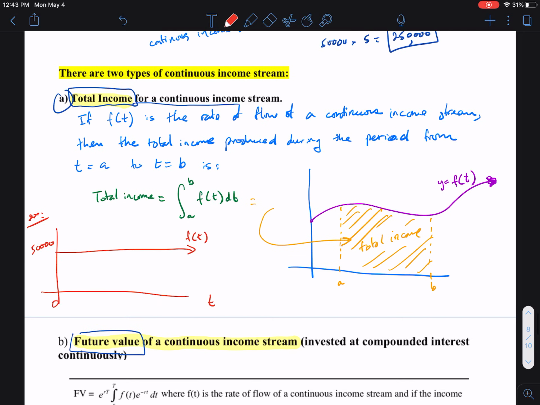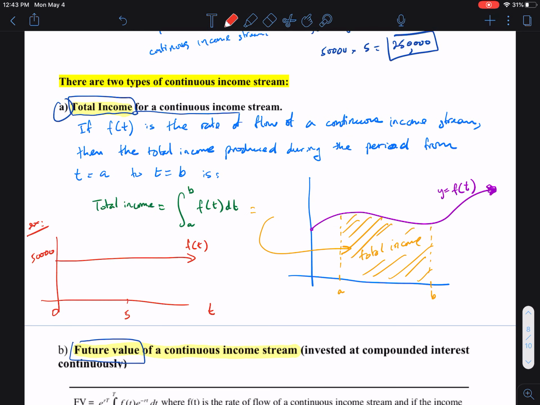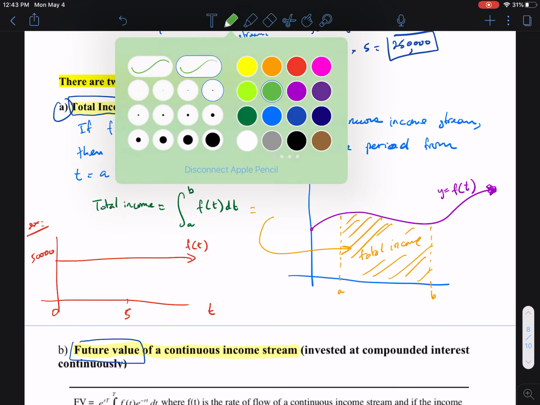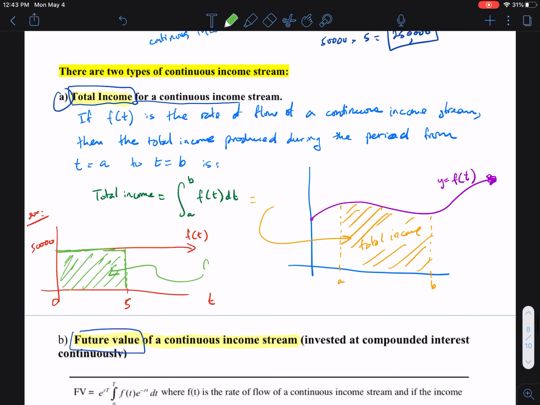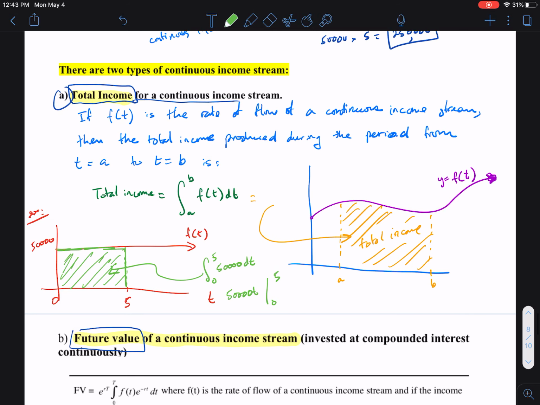So if we just look at the first 5 years, 0 to 5, then we're looking at this area there. That area is 5 times 50,000, that's 250,000. Or we can look at this through a definite integral. We can say that's the same thing as the integral from 0 to 5 of 50,000 dt. Integrate that, we get 50,000 t, evaluate from 0 to 5, and that's just 50,000 times 5 minus 0, so that's 250,000.